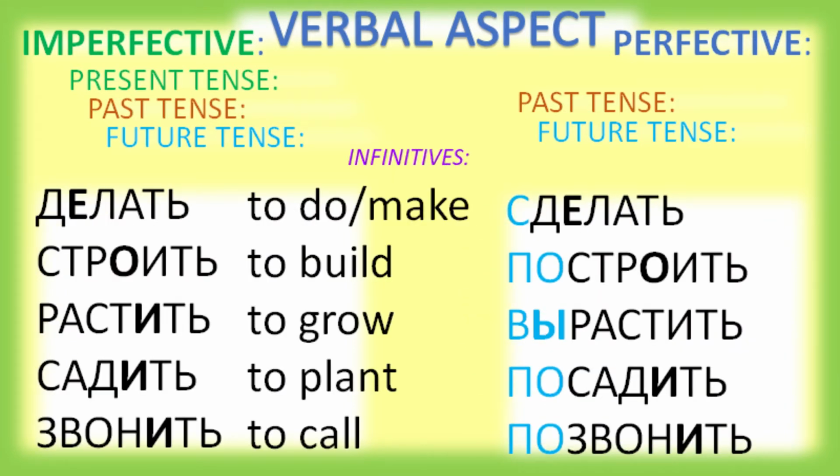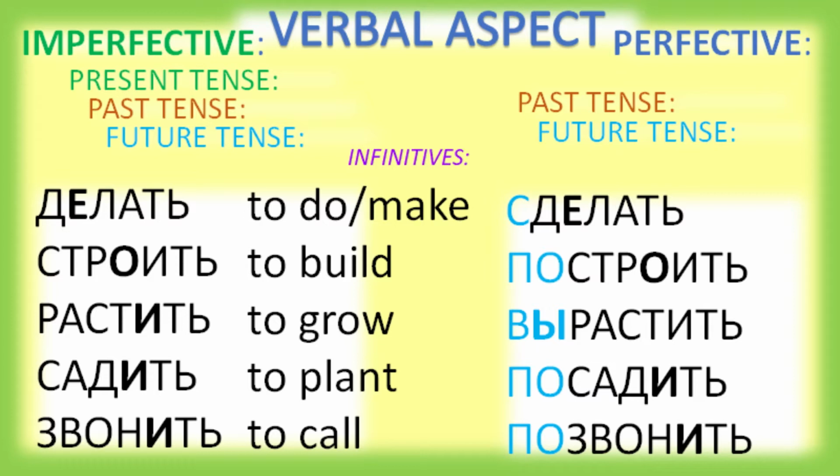Here are some verbs in imperfective and perfective aspects. To do or to make. Делать. Сделать. To build. Строить. Построить. To grow or to bring up. Растить. Вырастить. To plant. Садить. Посадить. To call. Звонить. Позвонить.